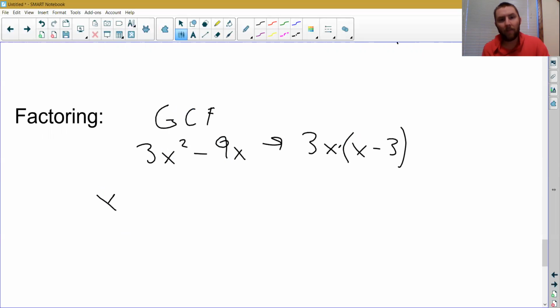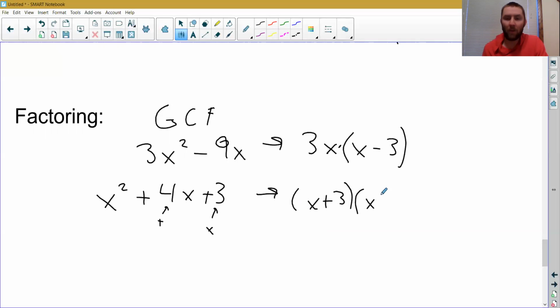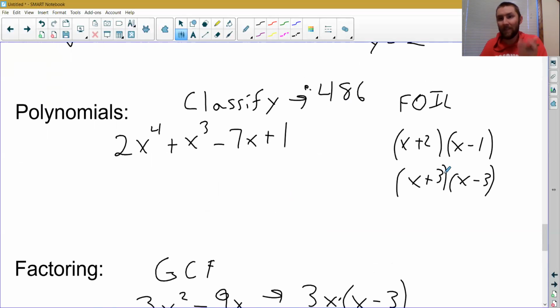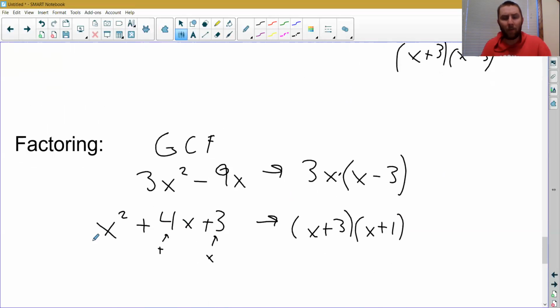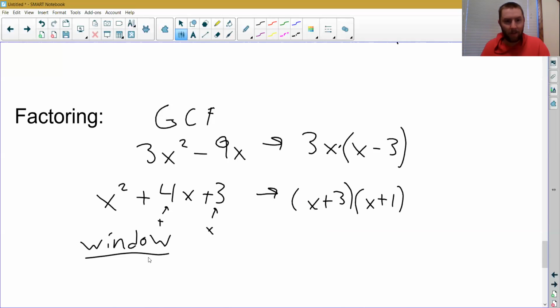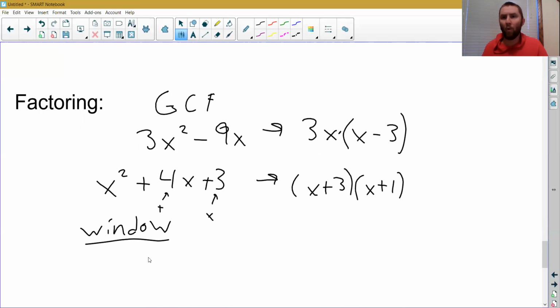And then, of course, we had factoring quadratic trinomials, that were something like this, where we'd look for two numbers that multiply to make 3 and add up to make 4. That, of course, would be x plus 3 and x plus 1, because 1 times 3 is 3 and 1 plus 3 is 4. So we'd factor into these two binomials, which again is sort of the opposite of the FOIL method, right? Then, of course, if we put a number in front of the x squared, we might have to do the window method, if possible. And then that was really it for what we did with factoring.